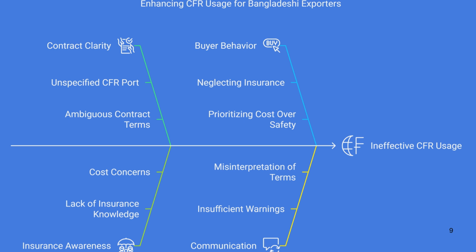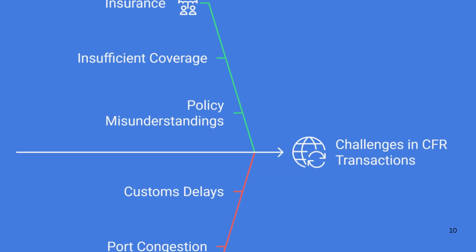Caution for Bangladeshi exporters: clarify the CFR port in contracts, that is CFR Hamburg, and warn buyers to never skip insurance. Caution for international buyers: insist on all-risks insurance, and budget for hidden costs, port congestion, and customs delays.